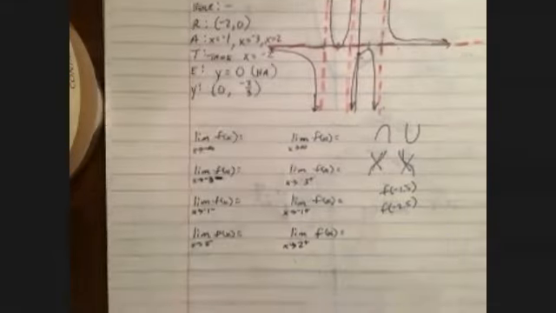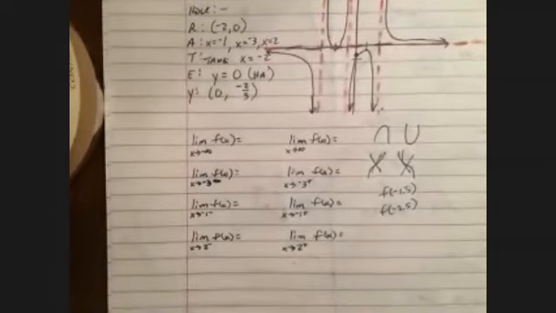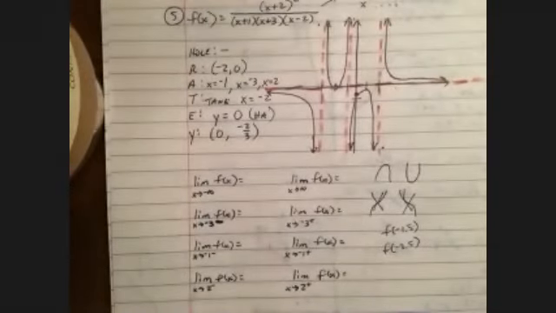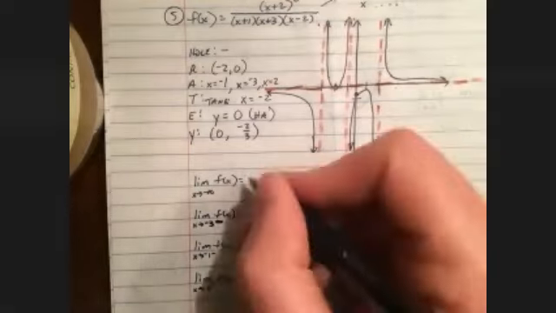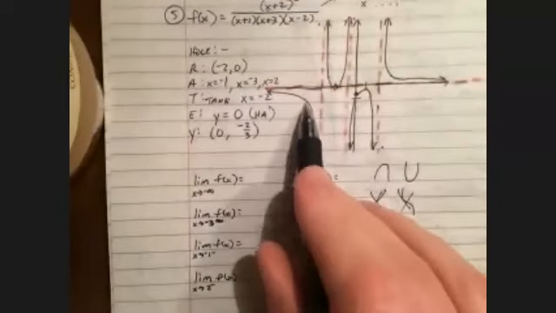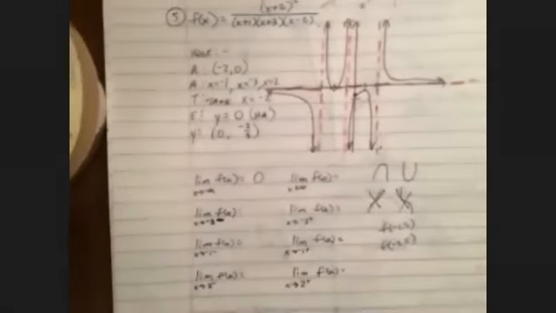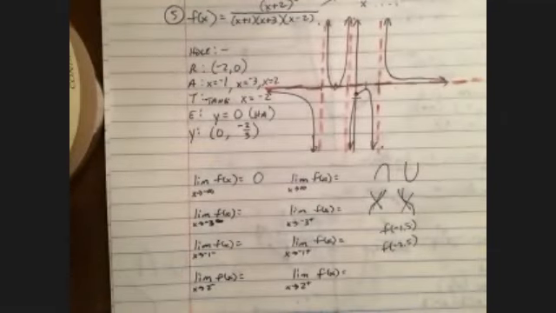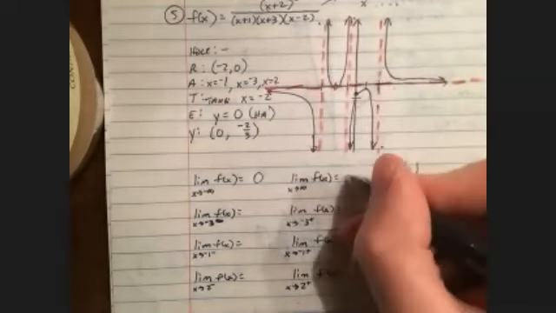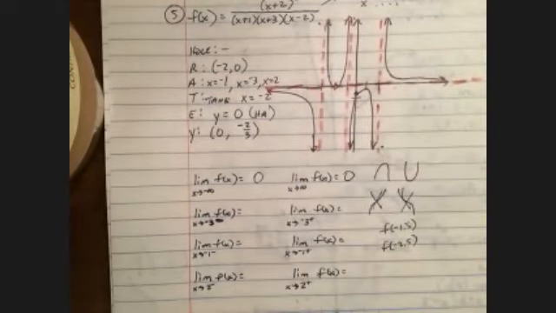So then it's just a matter of filling in our limit statements once again. As x approaches negative infinity, the y value that we're approaching is 0. And as x approaches positive infinity, the y value that we're approaching is 0. It's just our end behavior limits at infinity.